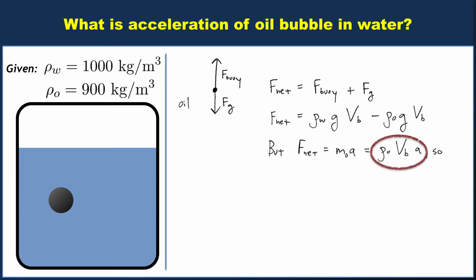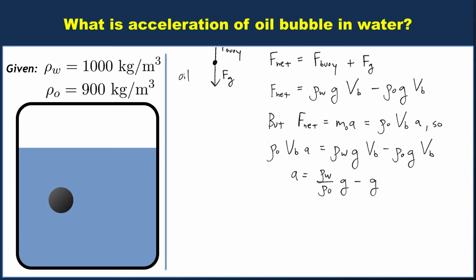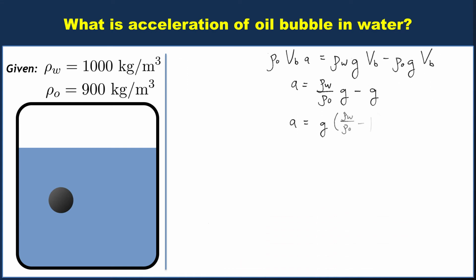Well, that means that this term here must equal the sum of these two terms up there, so let's equate them formally. If we do that, now we're in a position where we could solve for the acceleration in terms of the other quantities that we know. If we divide through by the density of oil times the volume of the bubble, we get an expression for the acceleration, and we can simplify this a little by pulling out a factor of g. So the acceleration is equal to little g times the ratio of the water density to the oil density minus 1, that entire quantity.